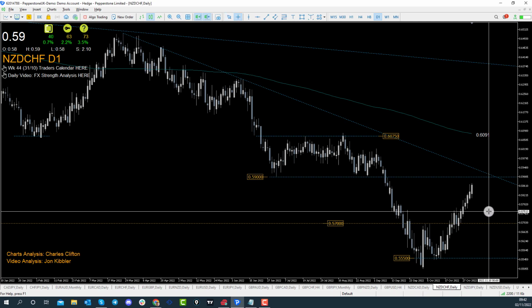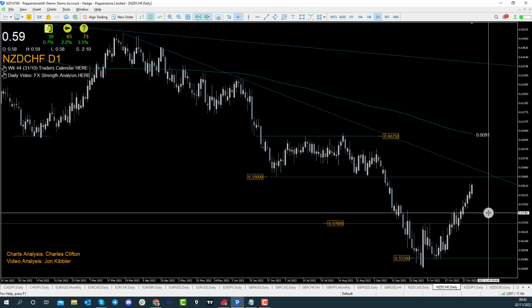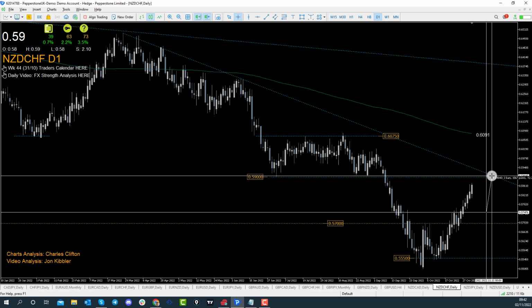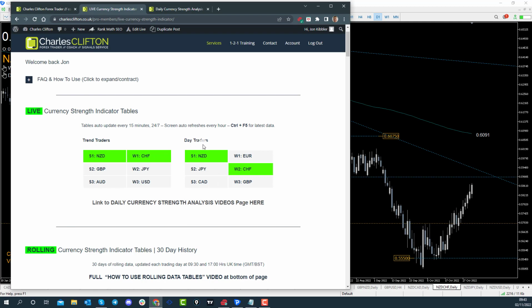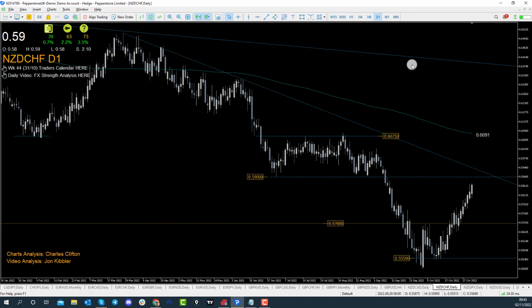If we could pull back even back to the 0.5750 high that's just formed down through here, that could be something to look at. And then if Kiwi Swiss is still featured on the live currency strength indicator tables, then that could be your opportunity to look for another rally. However, at the moment, I think this move that's been generating today on the live currency strength indicator tables is for the day traders, because we're so close to that 0.59 handle.